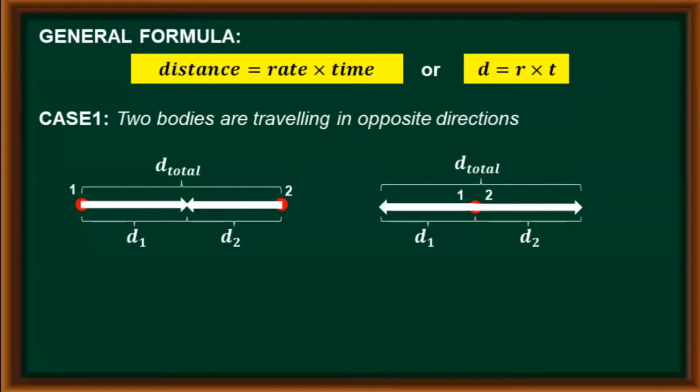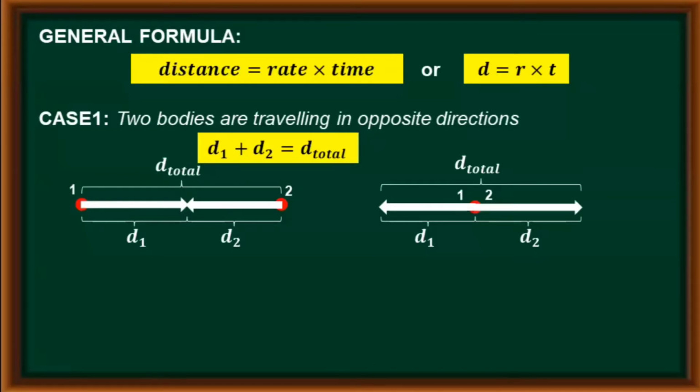In both scenarios, if we combine the distance traveled by object number 1 and the distance traveled by object number 2, that is equal to the distance total. Hence, our formula for case 1 would be d sub 1 plus d sub 2 is equal to d sub total.